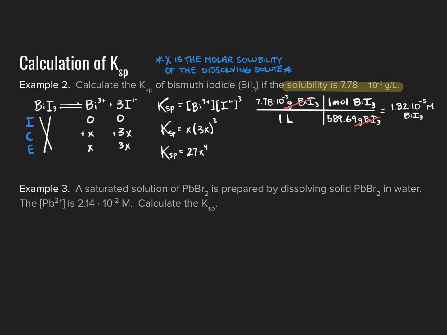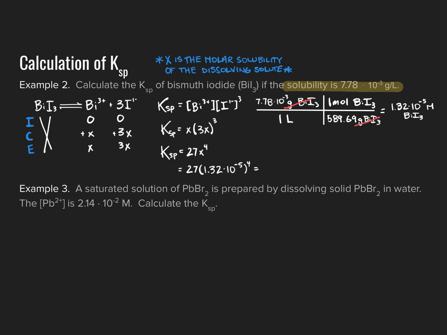All right, so I now know the molar solubility, and remember, in these problems, the x value was defined as the number of moles of the solute that dissolved per liter. So the x value is my molar solubility, which means all I now need to do is plug that value of 1.32 times 10 to the negative 5th into the KSP expression for x. So again, KSP was 27x to the 4th.